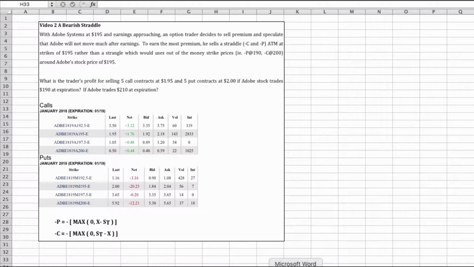So looking at this example, you have Adobe Systems trading at 195, and with earnings approaching, you believe that it'll be great or terrible. You don't know which, and in that case, you would be thinking that I want to bet on lots of volatility. That would be a bull straddle. In this case, here we're betting that earnings come and go, no big deal. Stock doesn't move much.